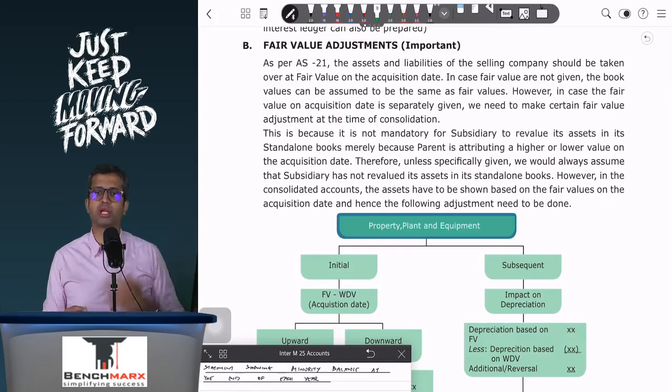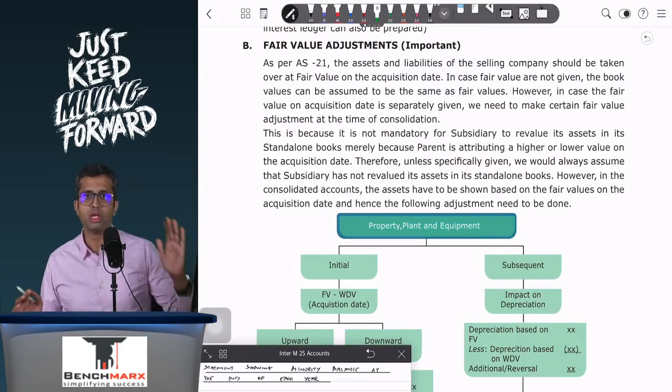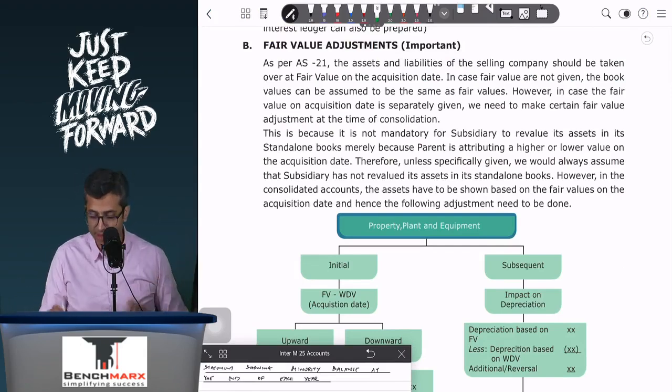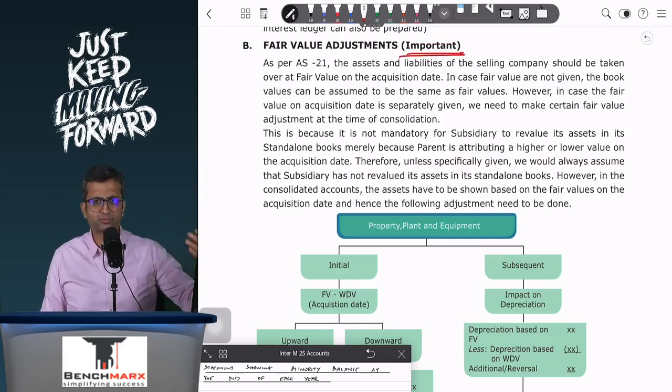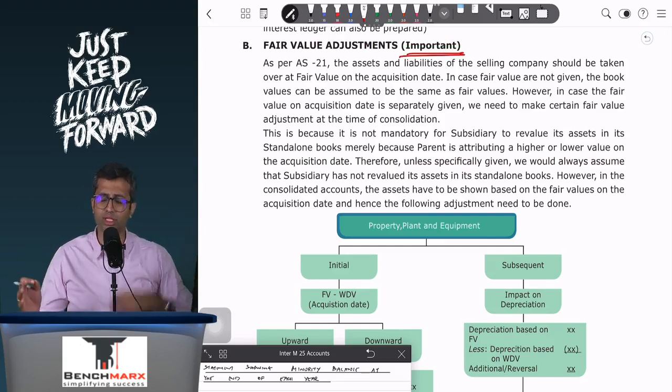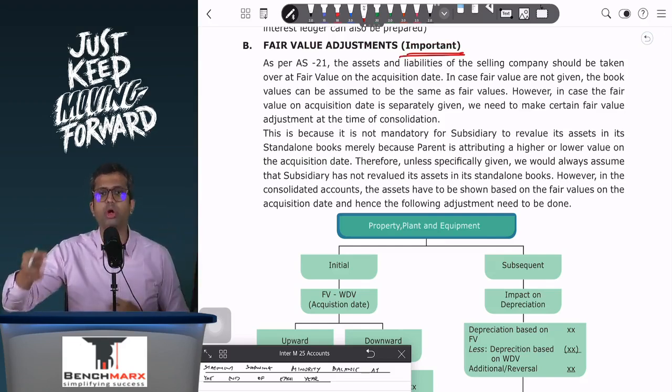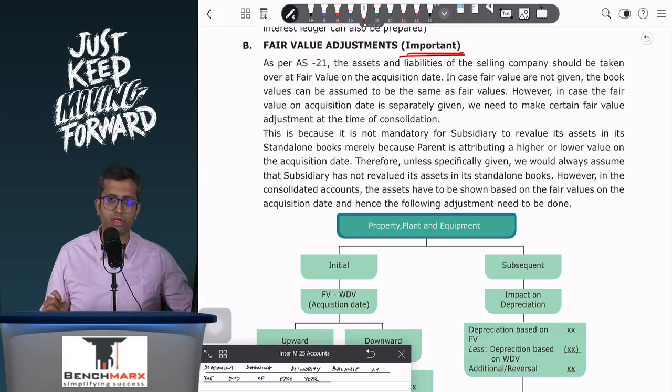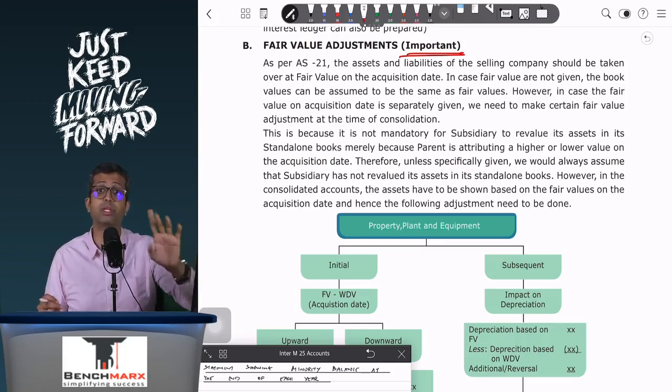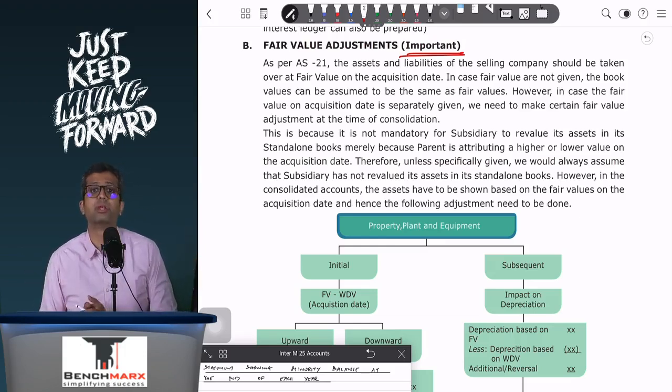Now these are arguably the most important adjustments when it comes to consolidation in your syllabus. So when we look at the fair value adjustments, why do I need to do a separate adjustment for these fair value adjustments? Like you study for AS 14, even for AS 21, when you acquire control over, let's say, the business, you will take over assets and liabilities. But these assets and liabilities will be taken over at fair value.